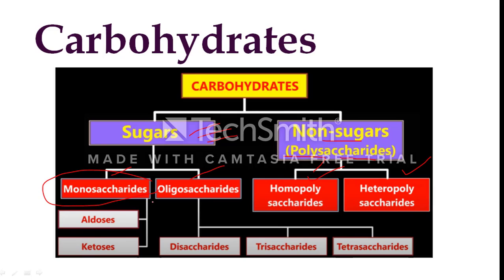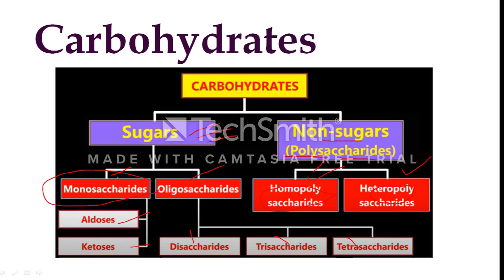Monosaccharides are further classified into aldoses and ketoses, whereas oligosaccharides are classified into disaccharides, trisaccharides, tetrasaccharides, etc. Homopolysaccharides are made up of only one type of monosaccharide, whereas heteropolysaccharides are made up of more than one type of monosaccharide.